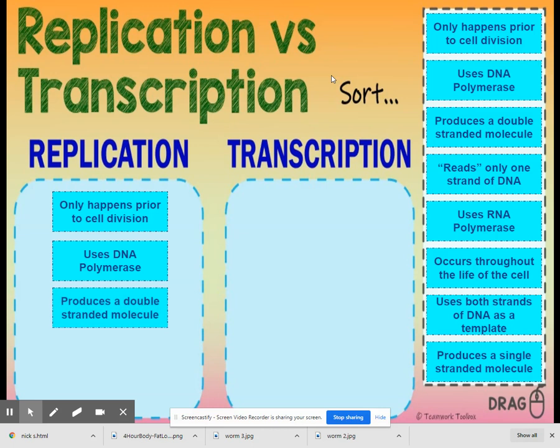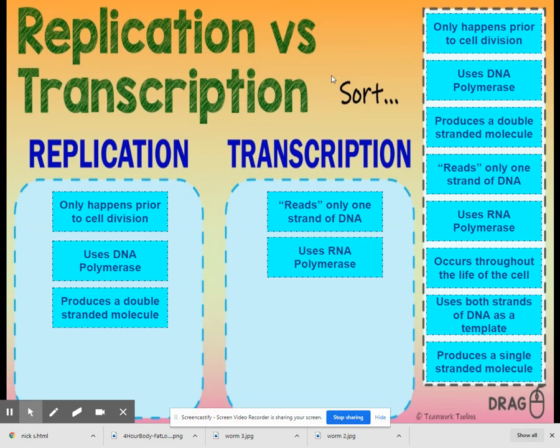It reads only one strand of DNA. Well, in order for replication to happen and get two identical copies, we need to read both strands. So this one goes in transcription. Transcription is only going to read one side of the DNA. Uses RNA polymerase. This is transcription as well because we're making more polymer, or more RNA, which is a polymer.